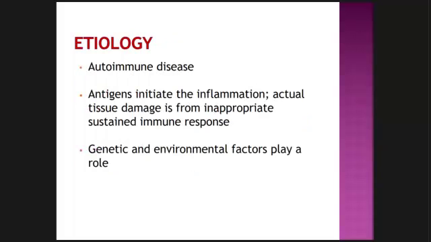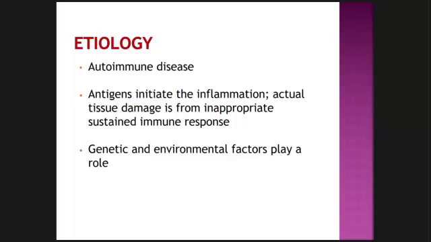So it is an autoimmune disease. Antigens initiate the inflammation, and the actual tissue damage and the actual symptoms come from an inappropriate sustained immune response. And although we don't know the actual cause, we believe genetic and environmental factors play a significant role, because we know that if you have a family member with inflammatory bowel disease, you're more likely to develop inflammatory bowel disease. If you have other inflammatory disorders such as psoriasis or MS, or other genetic disorders such as cystic fibrosis, you're more likely to be diagnosed with inflammatory bowel disease.